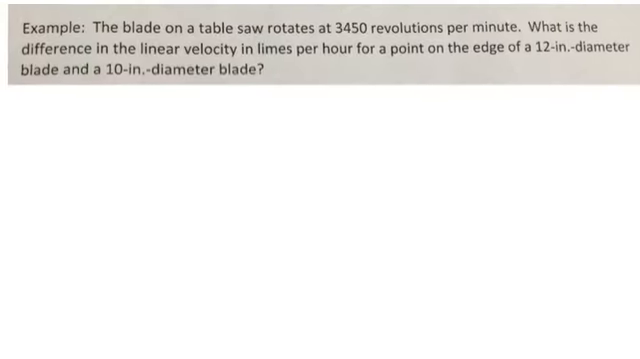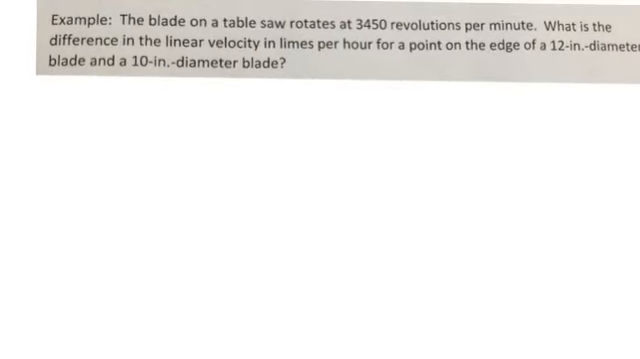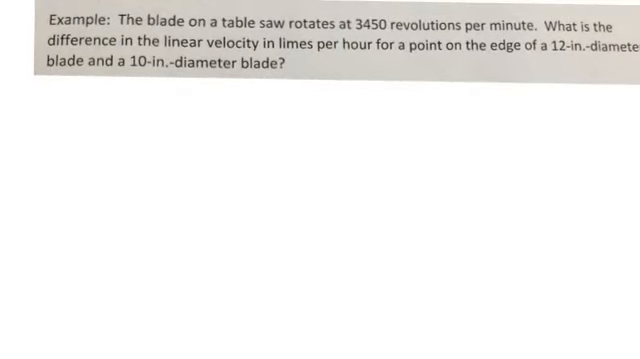Okay, it says the blade on a table saw rotates 3,450 revolutions a minute. What is the difference in linear velocity in limes per hour? I don't know how many limes they've got in their hour, but maybe that's supposed to be miles, for a point on the edge of a 12-inch diameter blade and a 10-inch diameter blade. So let's fix that. So it's miles.